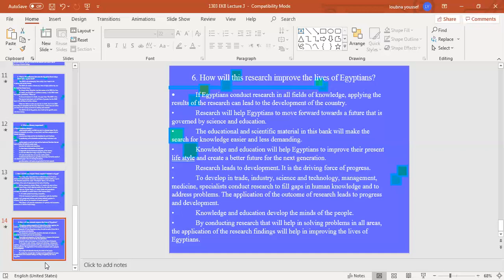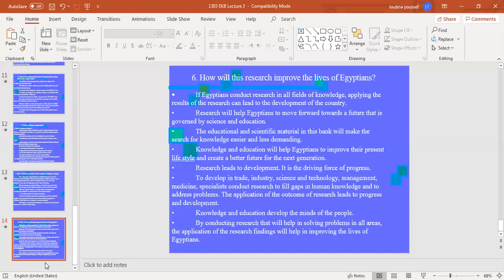Now, the following point says, to develop in trade, industry, science, technology, management, medicine, even to develop in sports and in strategies of sports, specialists have to consult other sources, have to conduct research to fill gaps in human knowledge and to address problems and to solve them. The application of the outcome of research leads to progress and development.